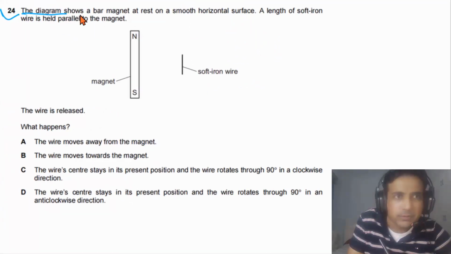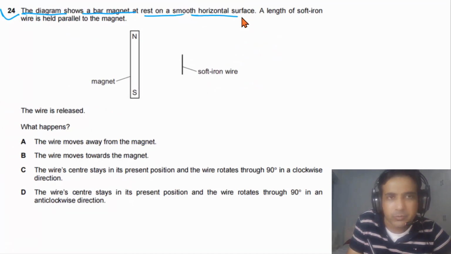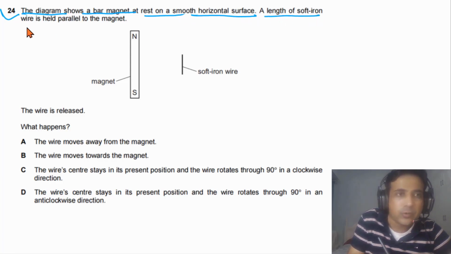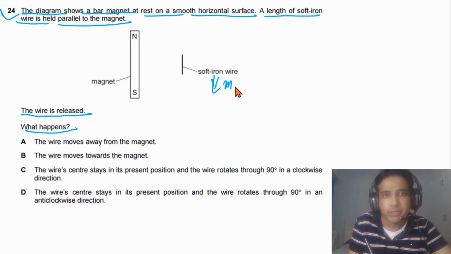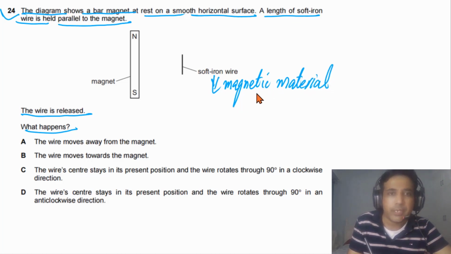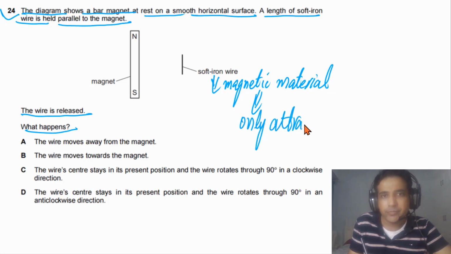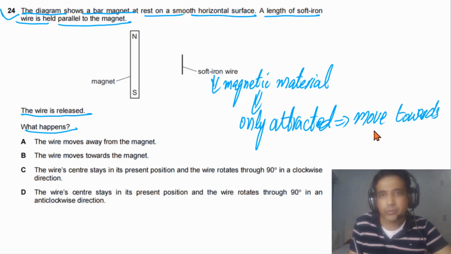Question 24 says the diagram shows a bar magnet at rest on a smooth horizontal surface. A length of soft iron wire is held parallel to the magnet. The wire is released. What happens? In this case, we need to understand soft iron. This is a magnetic material, and magnetic material is only attracted by a magnet. So it will move towards the magnet. This is the concept you need to understand.